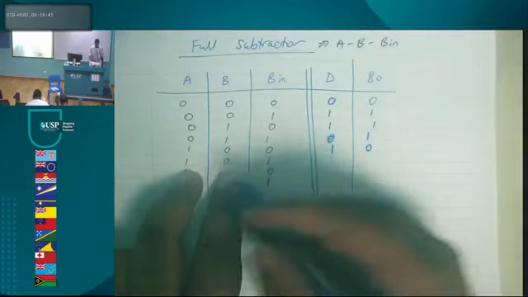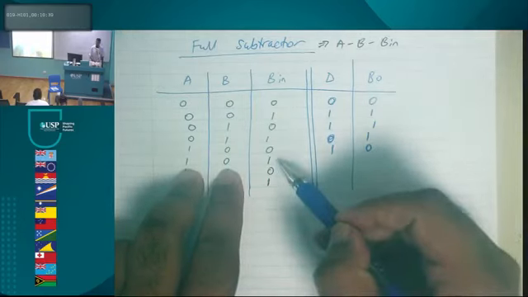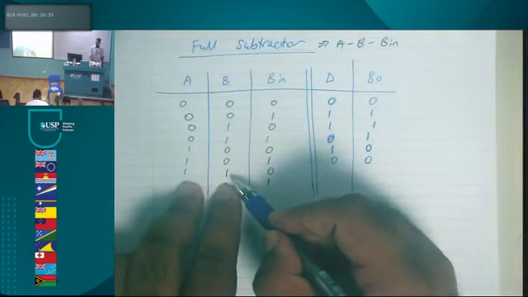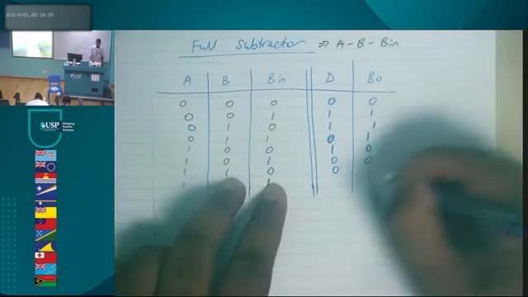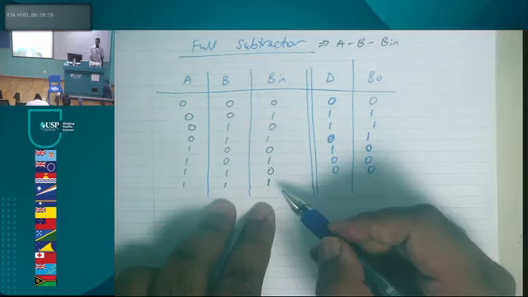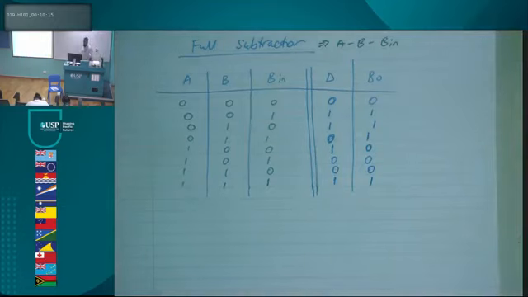Okay, let's do this one. 1 minus 0 is 1, no borrow required. Again, 1 minus 1 is 0, no borrow still required. 1 minus 1 is 0, right? No borrow required. 0 minus 0 is still 0, still no borrow required. 1 minus 1 is 0, no borrow required. Now 0 minus 1 is 1 and the borrow is 1. So this is the truth table for our full subtractor. And how did we do it? We did it using A minus B minus borrow in. We want to develop the full subtractor.